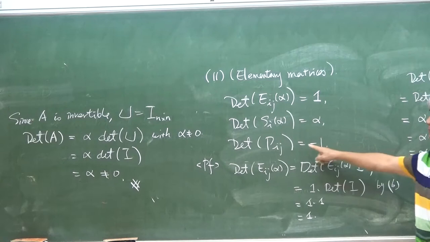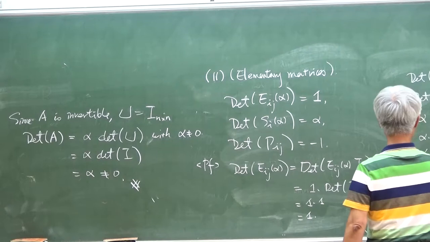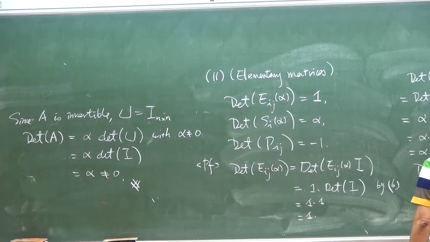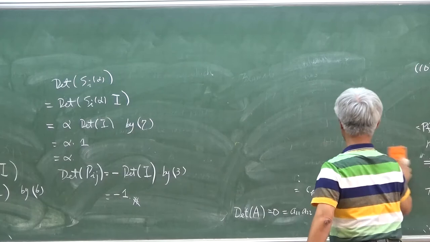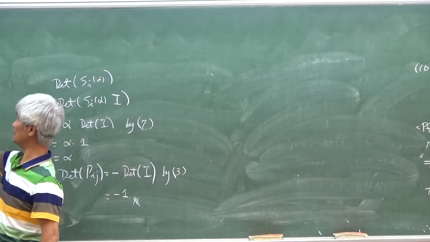And the permutation matrix, E_ij, is just minus the determinant of I by property 3. And so this is minus 1. Okay. Now, so we know how to evaluate the determinant of elementary matrices.